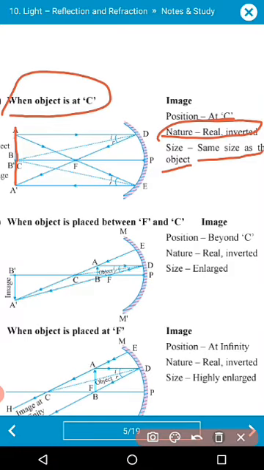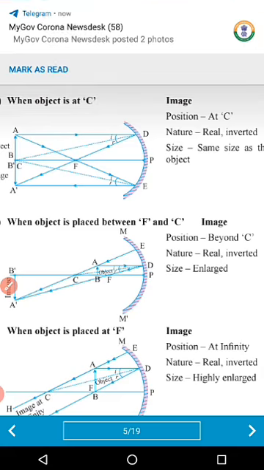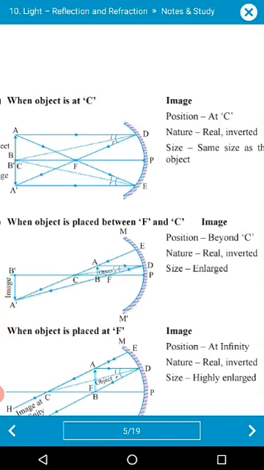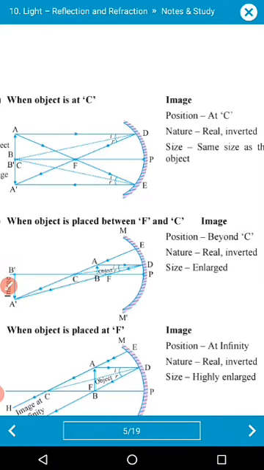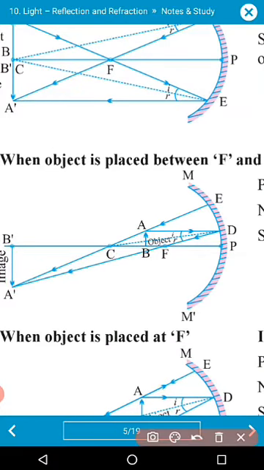Understood? Now the fourth case, in the fourth case what happened? Suppose I'm shifting my position. Okay, initially I am at the infinite point, after that I am beyond C, and after that I am at C. Now I am going to move between C and F. So see, when I put my object here, understood. The object is put between C and F. Understood? I am going to put my object between C and F.